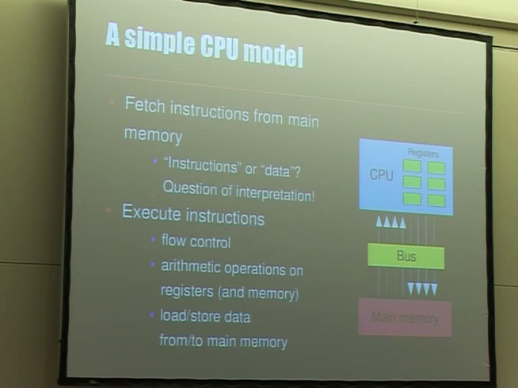What a CPU does is nothing more than some flow control, like jumps and branches to other points. And it does, of course, arithmetic operations on the registers. And if it's not a load-store architecture, it can even do these operations on memory directly. And of course, the CPU loads and stores data from and into memory. There's nothing more to it. Well, but actually, of course, this is pretty simple. I didn't tell you the whole truth.